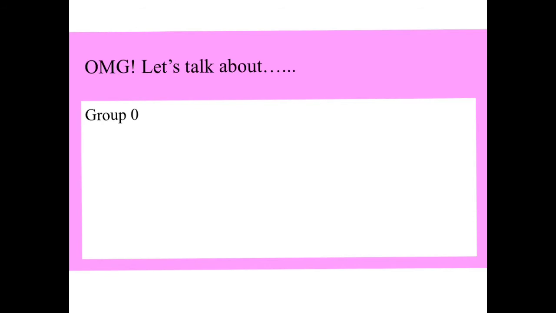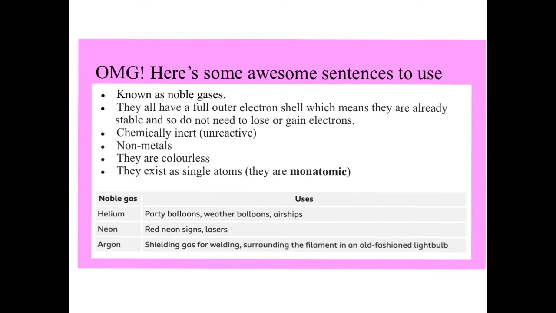And then finally, group 0. Group 0 are known as the noble gases. They have full outer shells, also known as group 8 sometimes. Full outer shells mean they are already stable, so they do not need to lose or gain electrons. They're chemically inert, which means they're unreactive. They're non-metals, colourless, and they exist as single atoms, so they're on their own, monatomic.